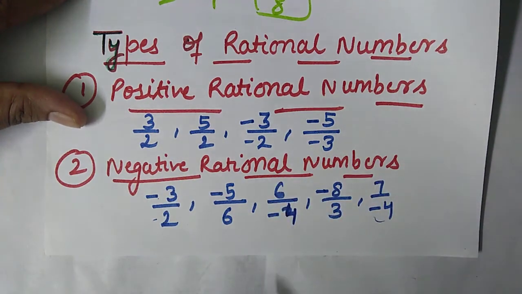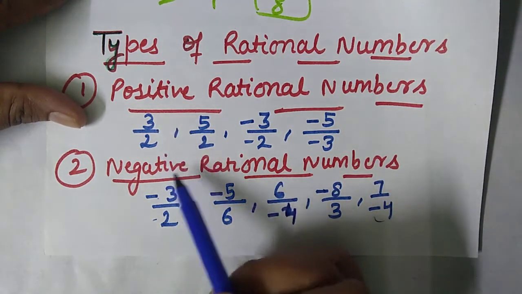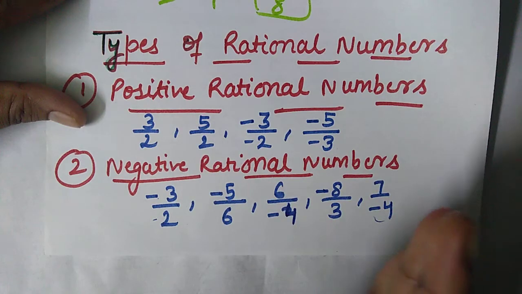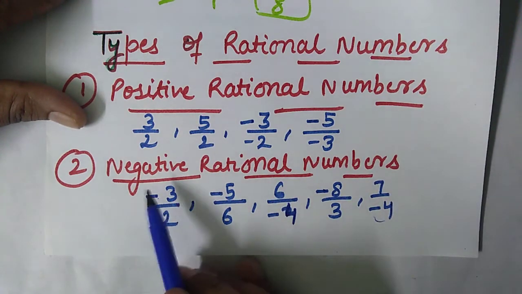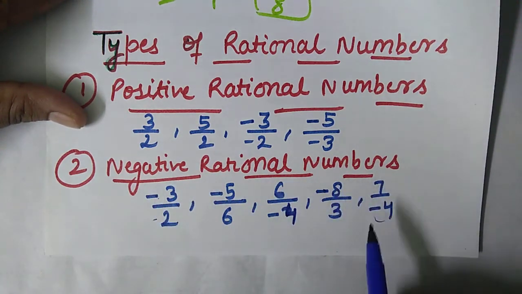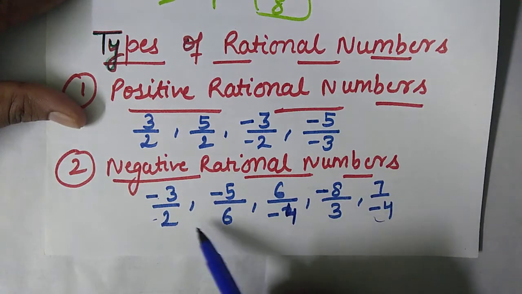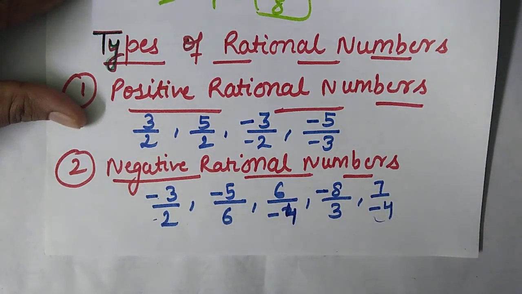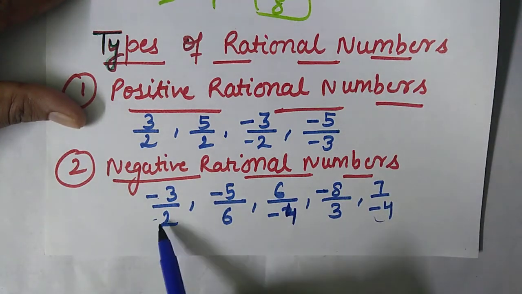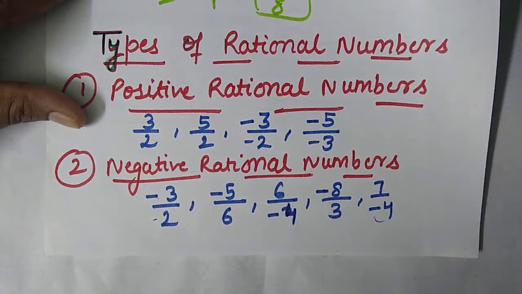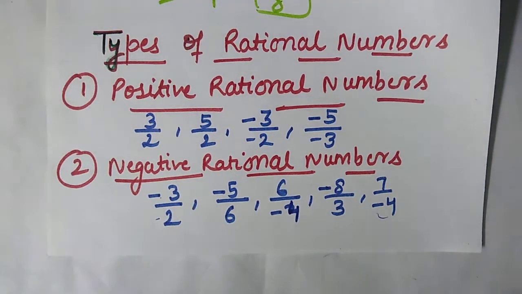Positive rational numbers: whenever both the numerator and denominator have the same sign, either positive or negative. And the second one is negative rational numbers: when the numerator and denominator have different signs, then we can say the required number is a negative rational number. Now come to the last topic for today's lecture, that is how to represent a rational number on a number line.